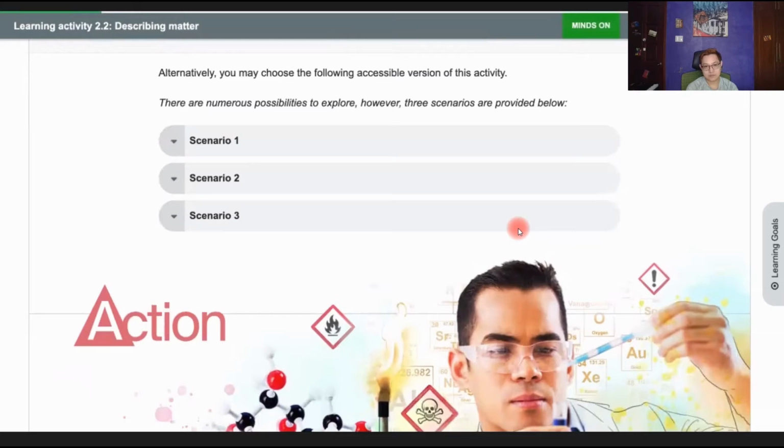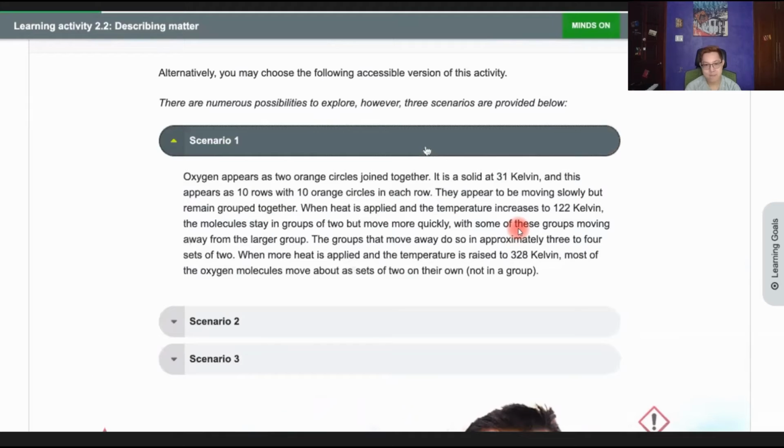Alternatively, you may choose the following accessible version of this activity. There are numerous possible scenarios to explore. However, three scenarios are provided below. Scenario 1. Oxygen appears as two orange circles joined together. It is a solid at 31 Kelvin.